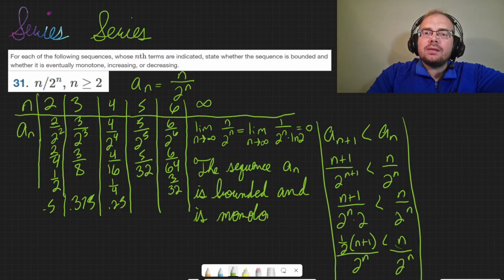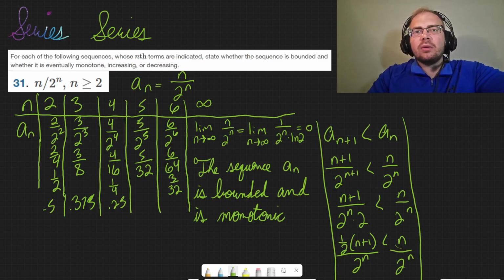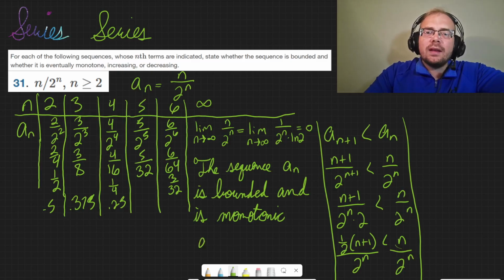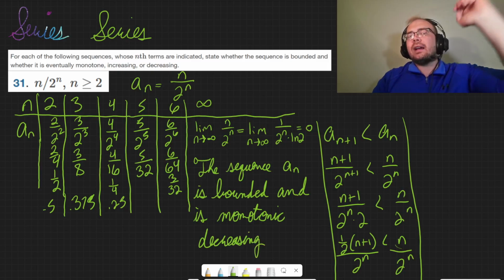Monotonic. You could also say monotone or monotonic. They said monotone, so it's really just how you want to say it. The sequence is bounded and is monotonic decreasing. And I believe that answers the question more or less exactly how they wanted us to.